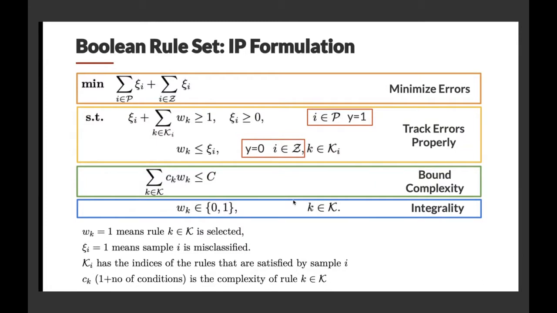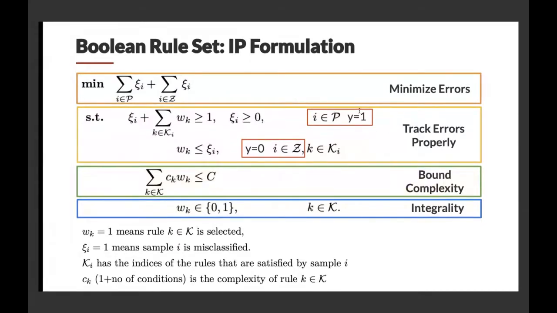So here, the goal is to try to construct an optimal rule set. What we're going to do is have these decision variables w_k that represent whether or not rule k is included in our final rule set. And our goal is going to be to minimize the number of errors we make. These epsilons are just going to track whether or not we misclassify a point. And we have two different sets of points. We have points where the true response value is 1, which we're going to call set P, and points where our true response is 0, which we're going to call set Z.